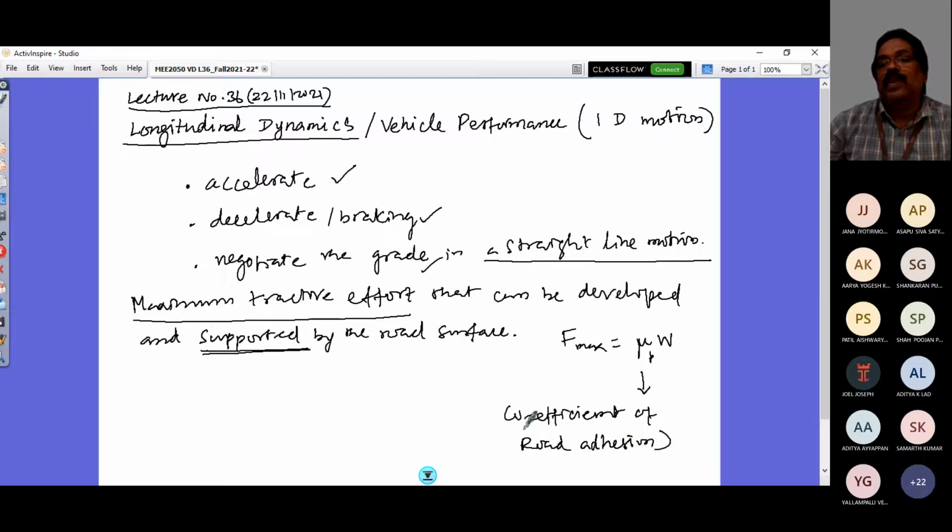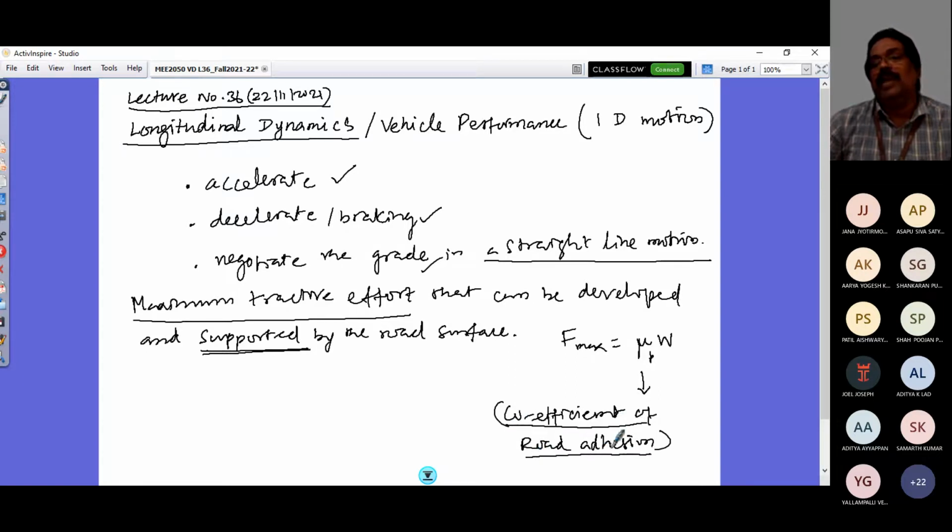Coefficient of road adhesion. You should not misunderstand this mu with the coefficient of friction. Of course the road surface and the tire-road interact, and that has some roughness, and the rough surface is characterized by the coefficient of static friction, something we have learned in our fundamental engineering mechanics course. But when it comes to the interaction of your pneumatic tire with your road surface, the coefficient that we talk about is the coefficient of road adhesion.